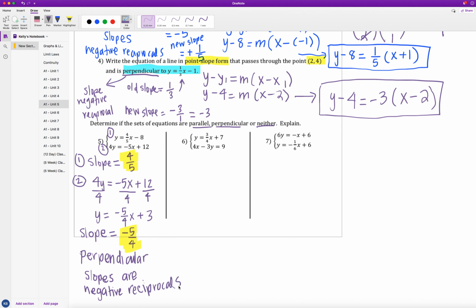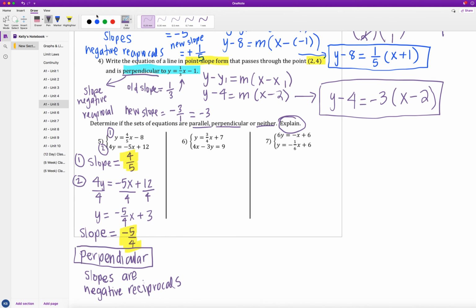And we want to make sure that we're explaining this because the problem did say to explain our answer. So to do these, we had to first compute the slope of each one, and then we had to think about them and compare them. In this case, because the slopes are negative reciprocals, then these are going to be perpendicular lines.